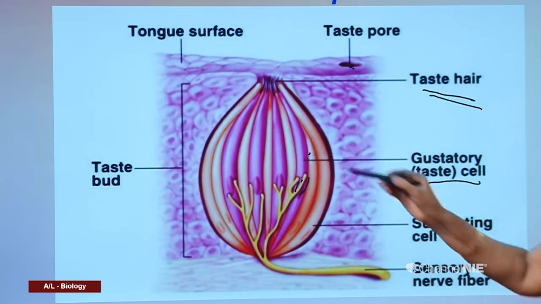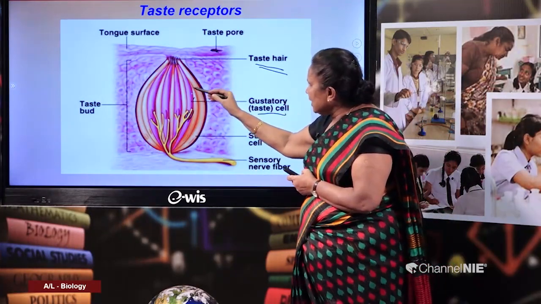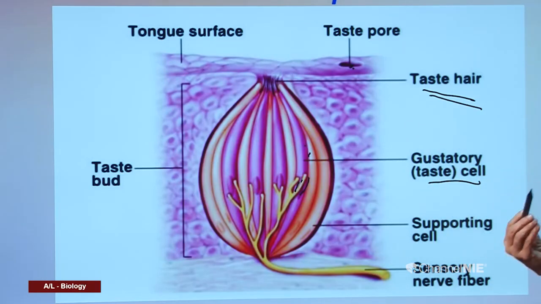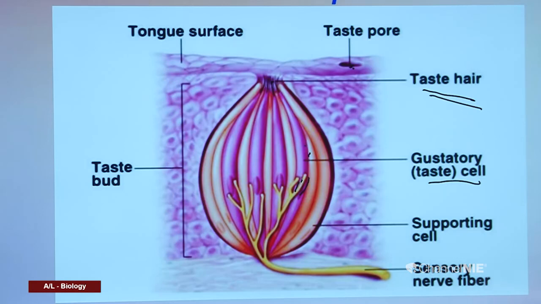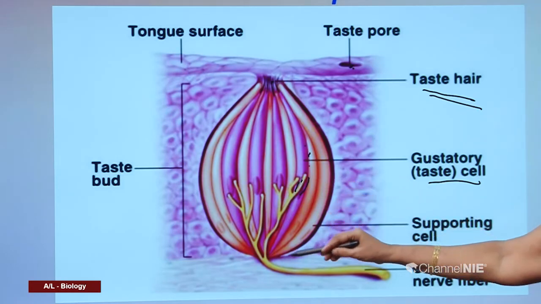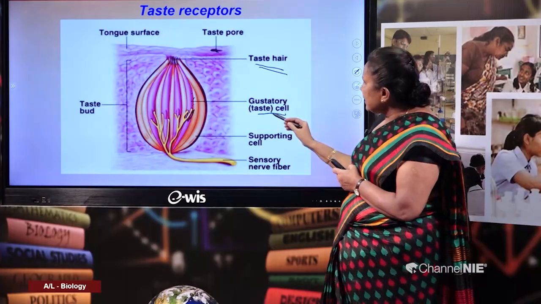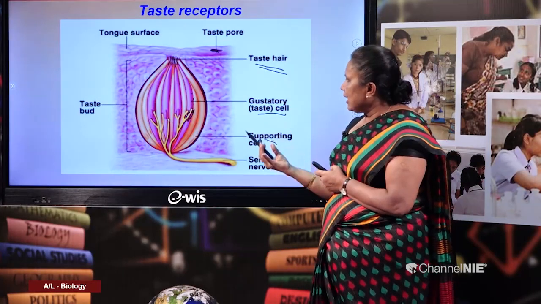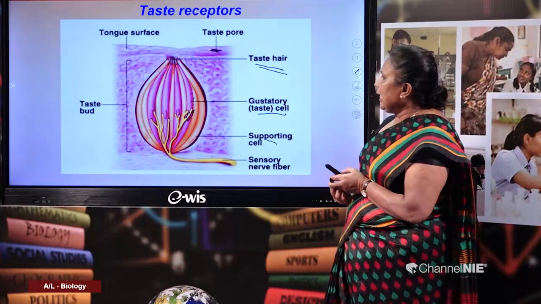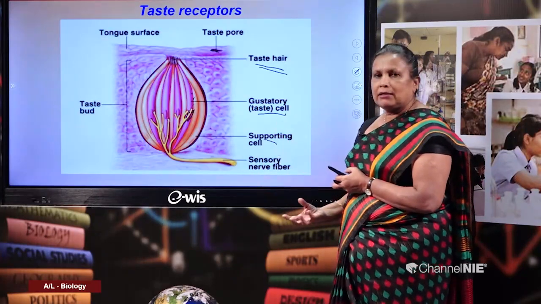So, when the taste cells obtain certain chemicals by diffusion from this region through the taste hairs, the membrane potential of the taste cells changes, which is actually sent to the brain through neurons which are connected with these. In addition to taste cells, there are supporting cells. Supporting cells are also important for taste buds to maintain their shape and to protect the sensory taste cells.